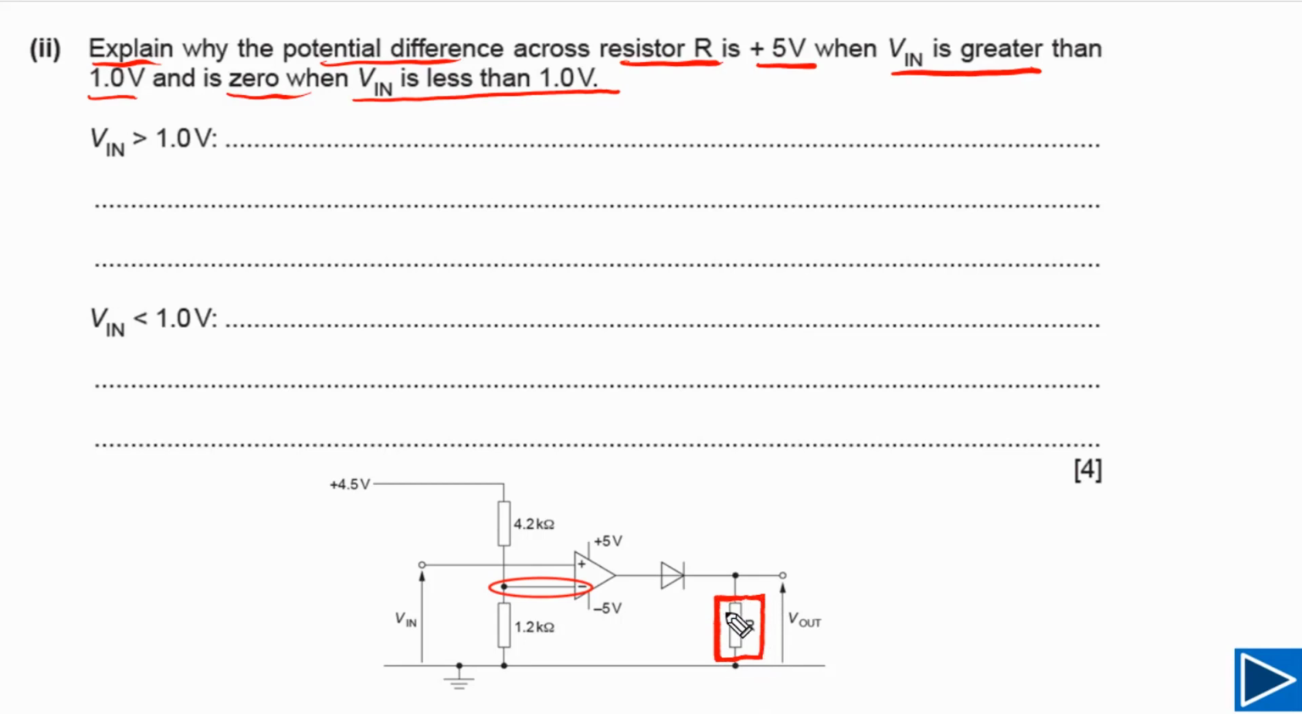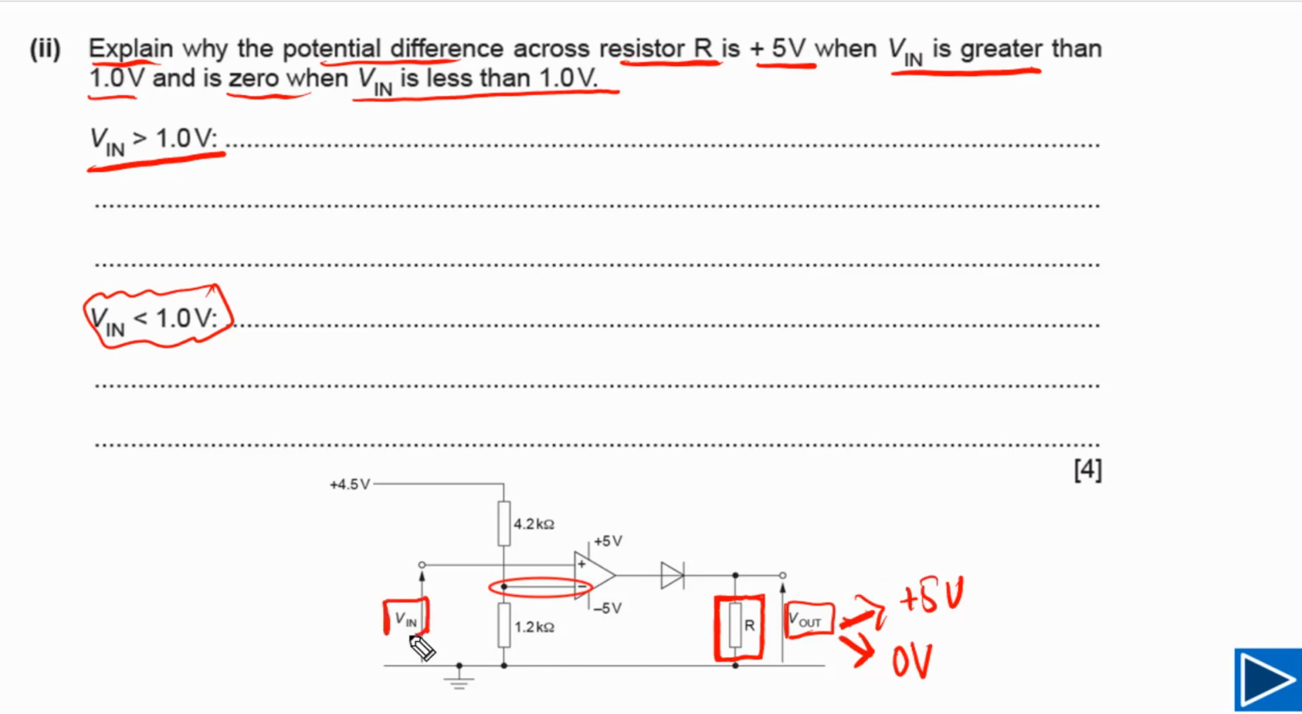You can see our resistor is connected here, and here is the V out, meaning this is the potential difference across this resistor. When V in is greater than 1.0 volt, the value of this V out is equal to plus 5 volts, and second, when V in is less than 1.0 volt, the value of this V out is equal to 0 volt. Now we need to explain why it is like this.